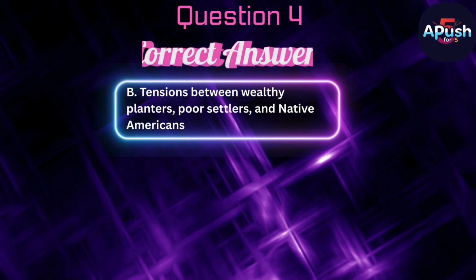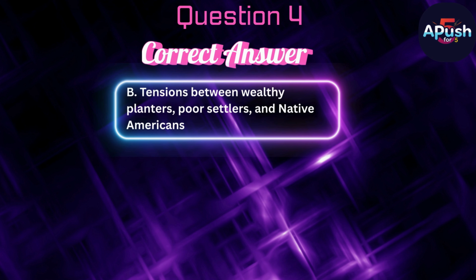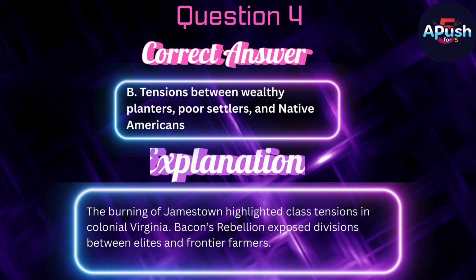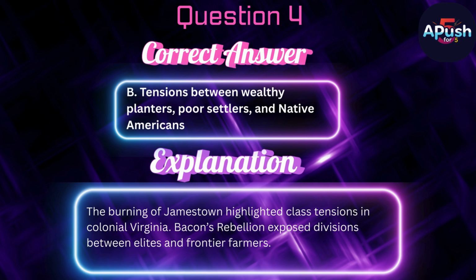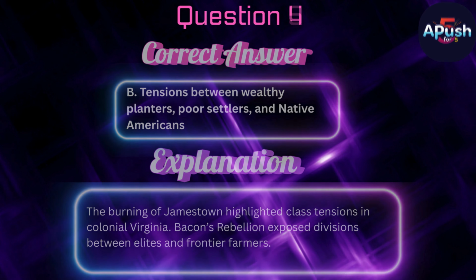The correct answer is B. Tensions between wealthy planters, poor settlers, and Native Americans. The burning of Jamestown highlighted class tensions in colonial Virginia. Bacon's Rebellion exposed divisions between elites and frontier farmers.